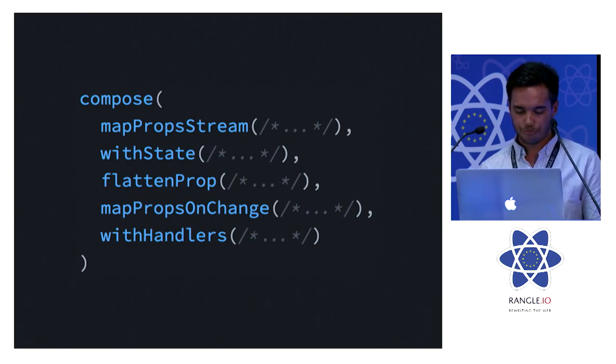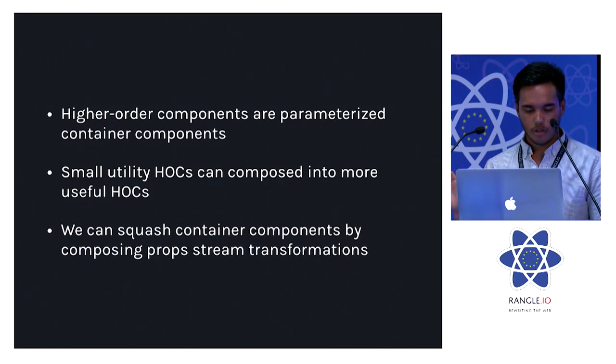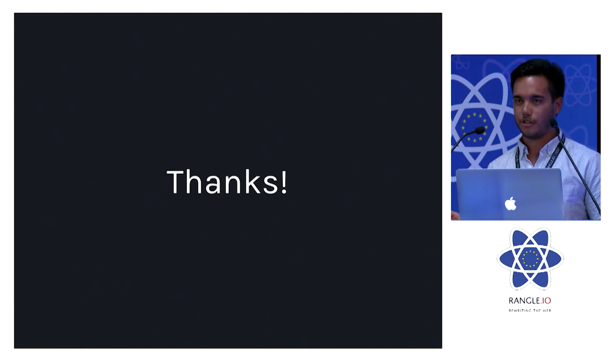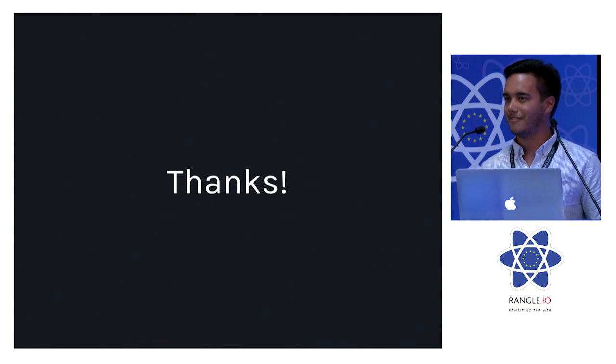To recap, we learned what higher order components are, that they're essentially parameterized container components. We learned that these small HOCs can be composed into more useful HOCs, and we learned a strategy for squashing these container components by composing PropStream transformations. So thank you. I hope you found it interesting, even though it's kind of a weird topic. And in the spirit of Christopher's talk, please come convince me why this is all a bunch of not good stuff, please.